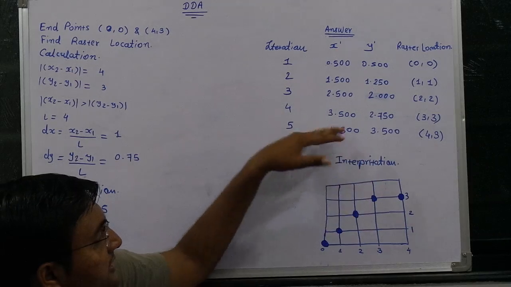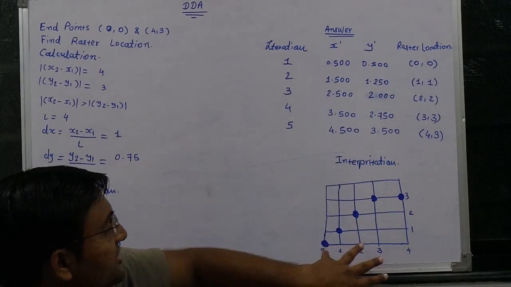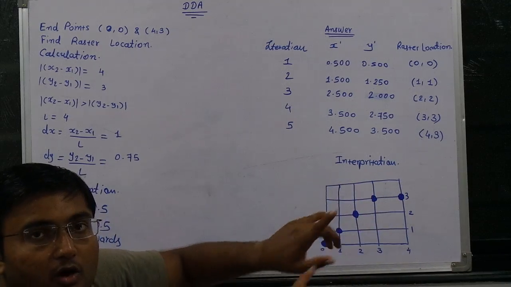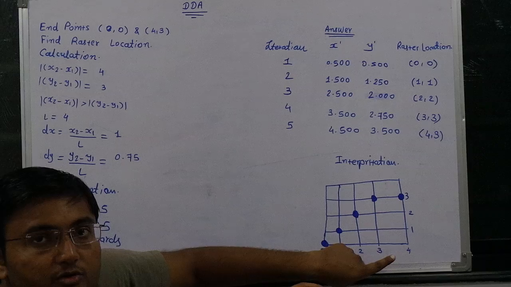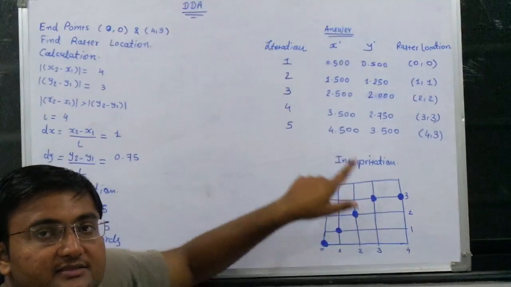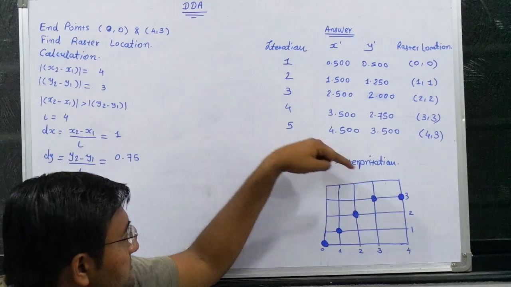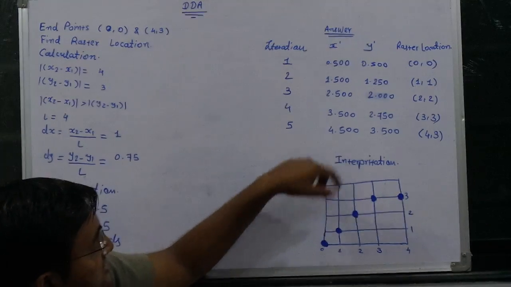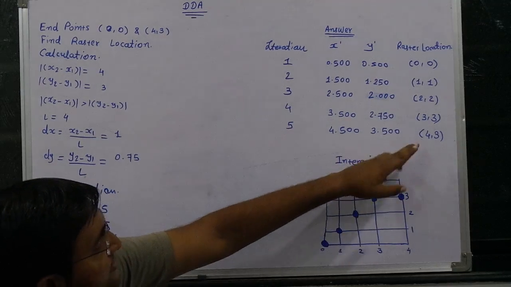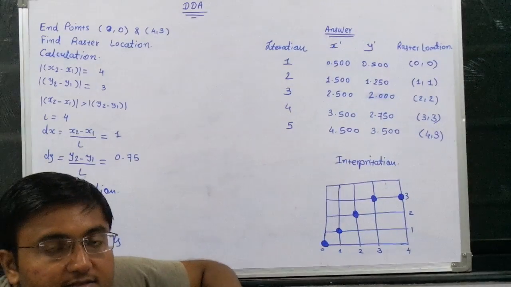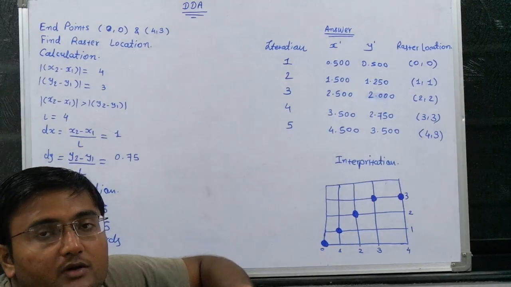Now, what does this raster location interpret? The raster location is interpreted in this manner. The whole display is prepared with a sum of pixels, and in order to highlight which pixels, this algorithm will be utilized. So on the display, the points 0, 0, 1, 1, 2, 2, 3, 3 and 4, 3 are going to be highlighted. This algorithm is utilized in order to draw a line on a display.